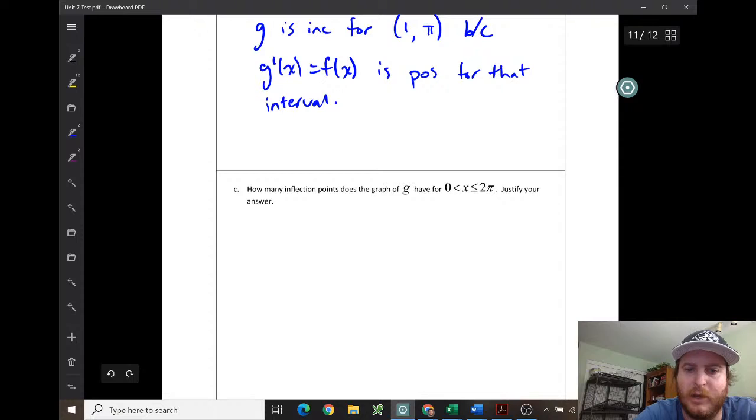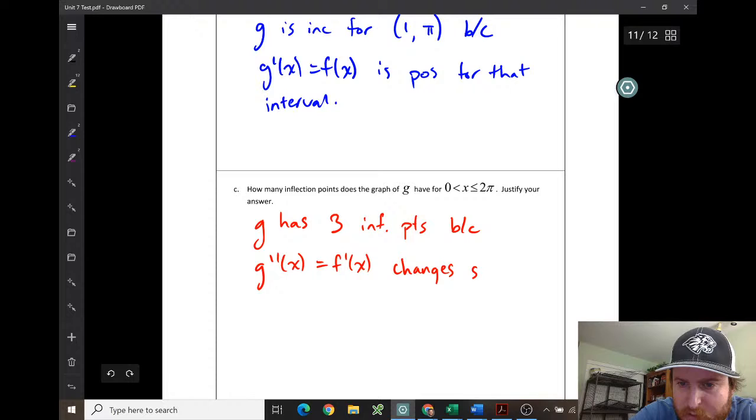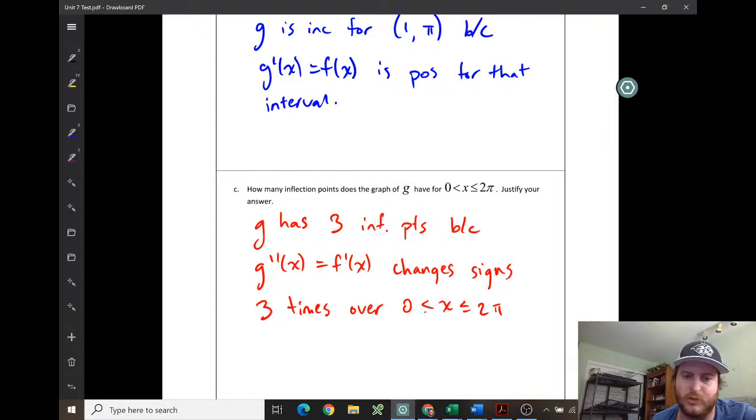So we'll say how many inflection points? It has 3. So g has 3 inflection points because g double prime of x equals f prime of x changes signs 3 times over 0 less than x less than or equal to 2 pi. That's the simplest explanation. It's just g double prime of x equals f prime of x changes signs 3 times.